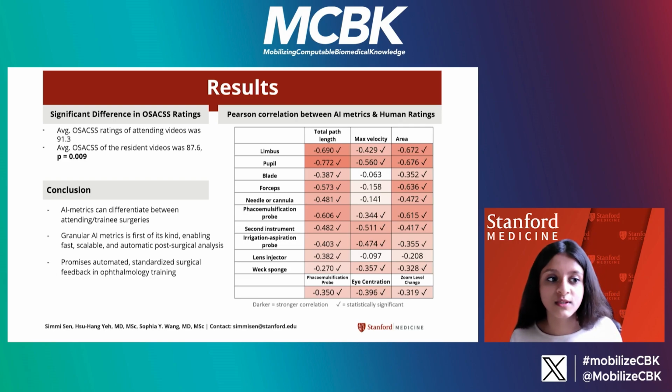So for our results, we did indeed find that there is a statistically significant difference in OSATS ratings between attending videos and trainee videos. We also were able to find a Pearson correlation between AI and human ratings, and most of them were statistically significant. So this means that AI metrics can differentiate between attending and trainee surgeons, and this is great because we can quickly provide automatic, objective, standardized surgical feedback that will pinpoint and allow surgeons to improve.